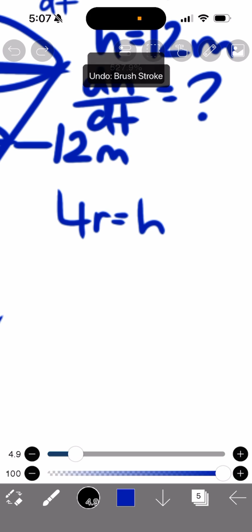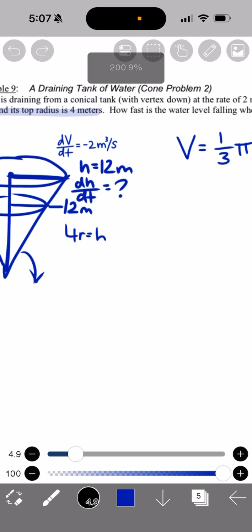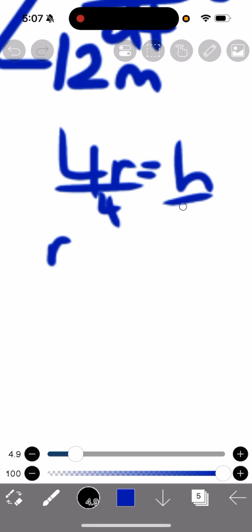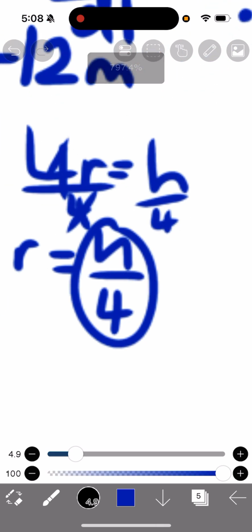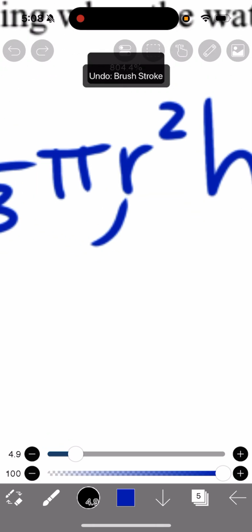So we want to define r in terms of h. By doing that, we can just divide by 4 and cancel that out. So r is going to be equal to h over 4. And we can take that in and put it in here for substitution.